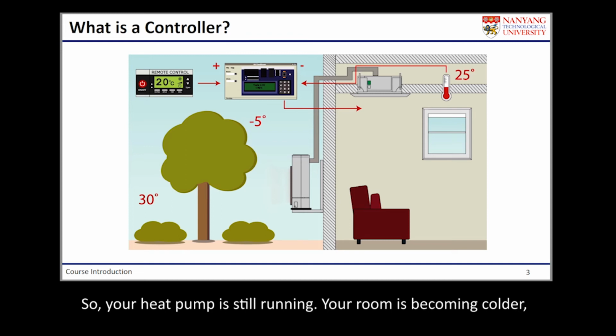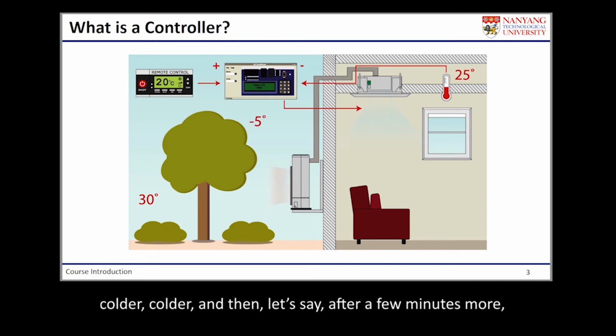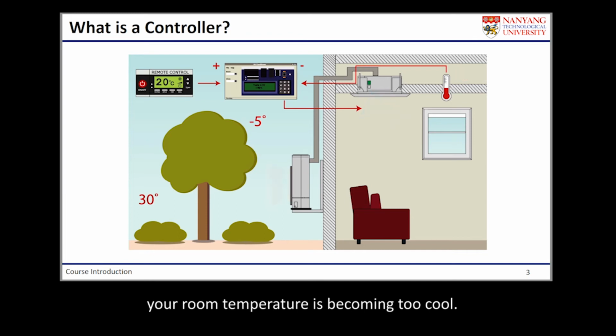Your heat pump is still running, your room is becoming colder, and let's say after a few more minutes, your room temperature is becoming too cold. It's 18 degrees, less than your setting temperature. The controller keeps reading everything. So now 20 minus 18, what will happen? 20 minus 18, you will end up with +2.